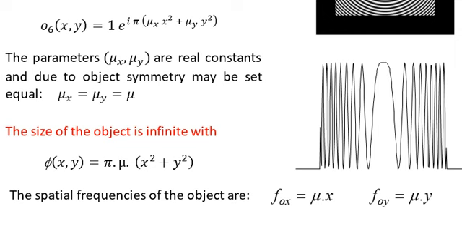Now the size of the object is infinite, with phi of x, y equal to pi into mu into x square plus y square. The size of our object is infinite. It is not limited, but we have shown only a portion of the object, so keep in mind that its size is infinite, and the object is not an amplitude object but a phase object. The phase is given by phi of x, y, the phase distribution over that object, equal to pi into mu into, within the bracket, x square plus y square.